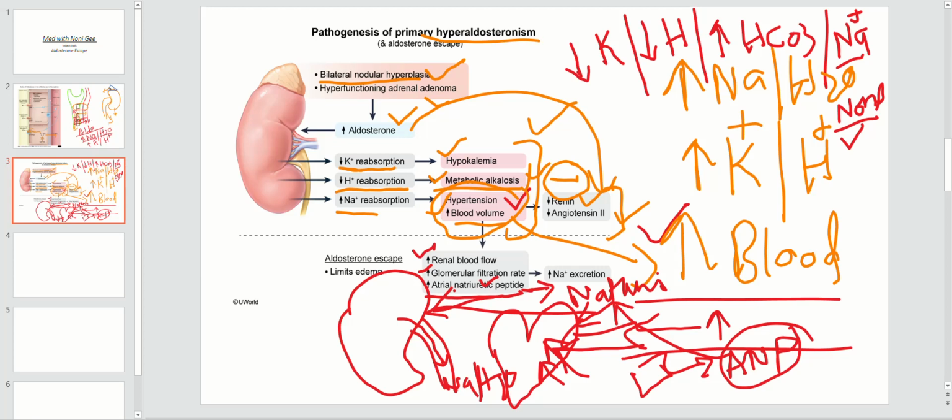Why normal? I told you over here that aldosterone increases the blood volume, increases pressure on the walls of the heart, and they release the ANP. And ANP basically causes natriuresis, which maintains the sodium level back to normal. And that is what we call aldosterone escape, like the body is escaping from the effect of high aldosterone in the blood.